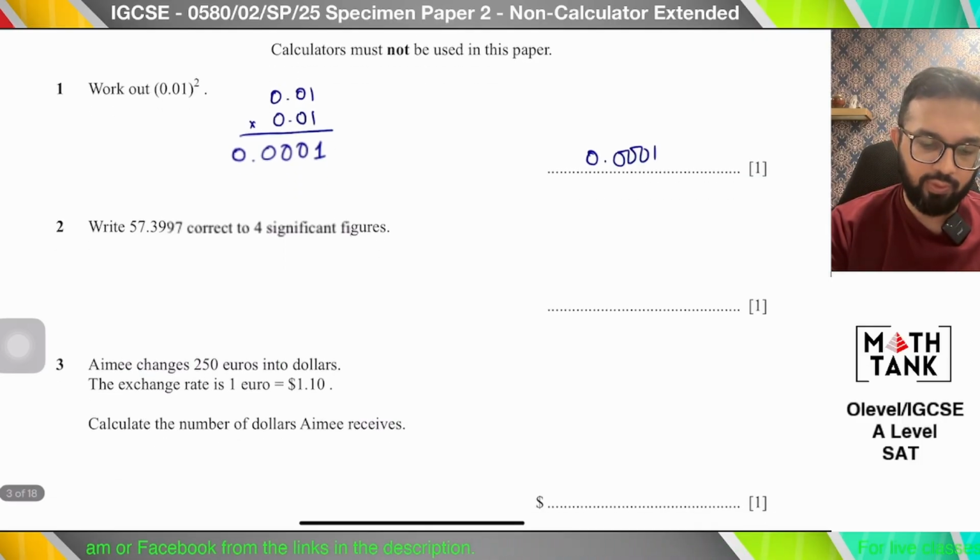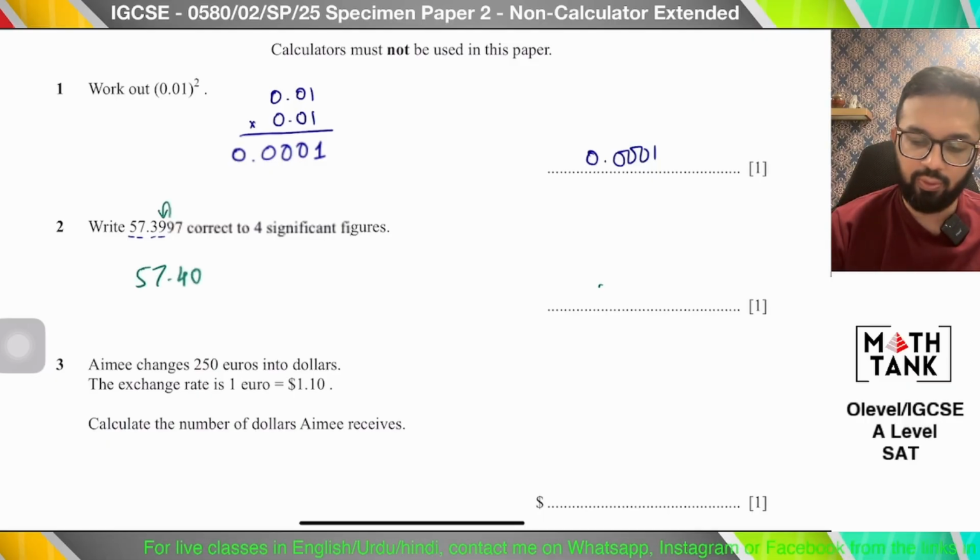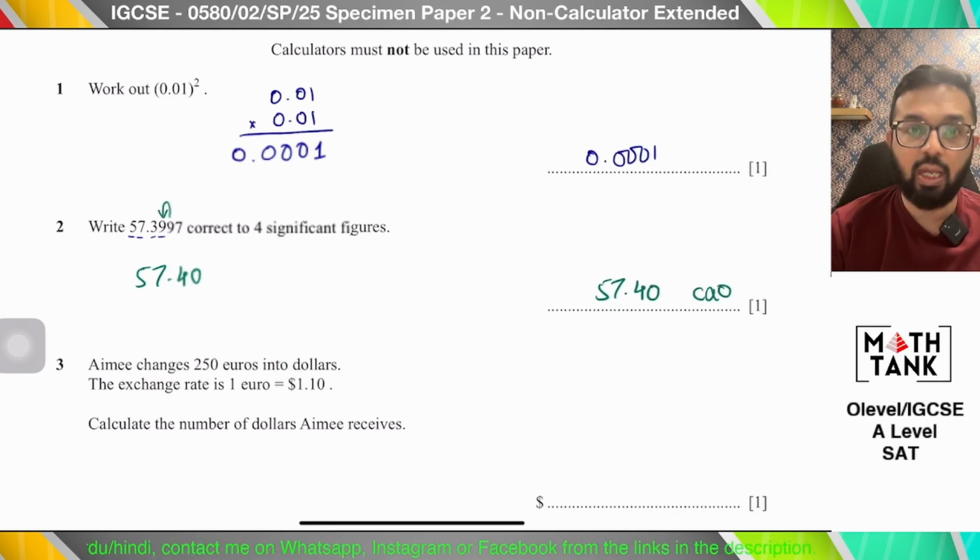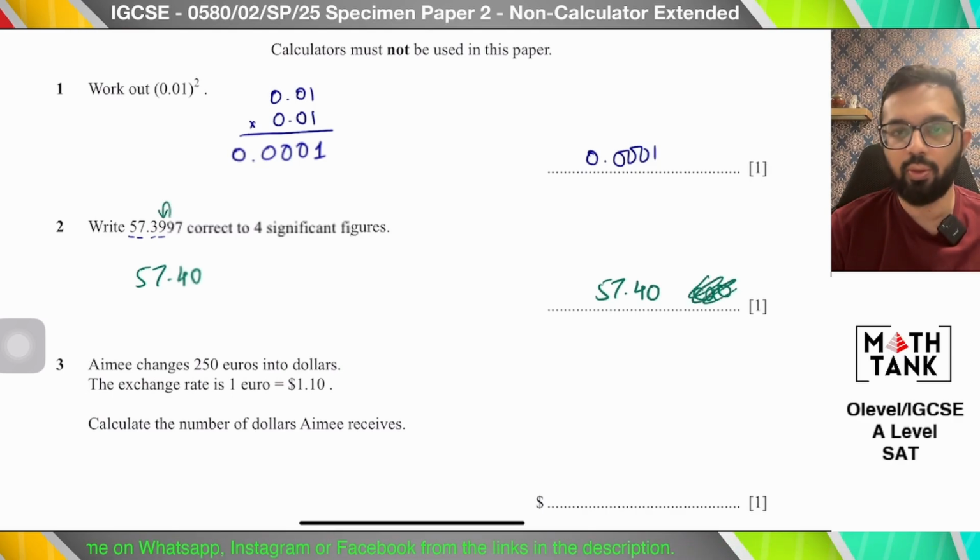Okay, when you have 4 significant figures, you count 1, 2, 3, 4, and then you round this one off. Okay, so this should become 57.40. Okay, so the marking scheme says CAO. That means the correct answer only. You cannot get a wrong answer on this one.